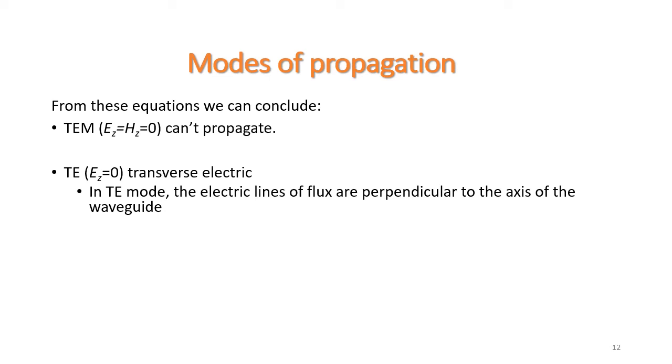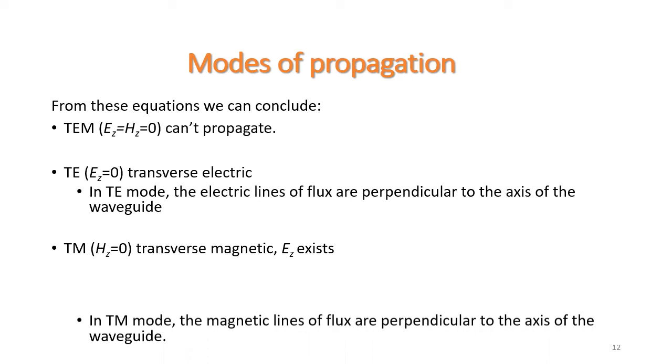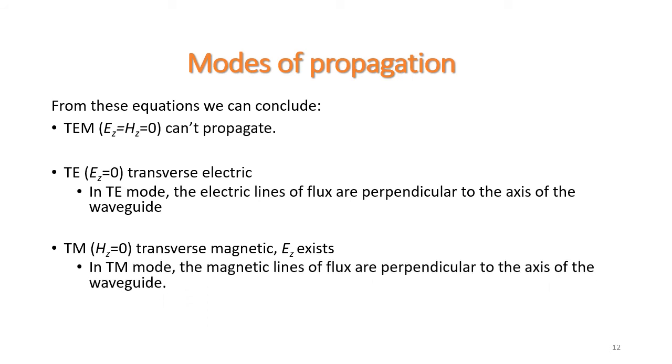When Ez equals 0, that particular mode is called the TE mode, that is, transverse electric mode. In TE mode, the electric field lines of flux are perpendicular to the axis of the waveguide. When Hz is equal to 0, that particular mode is called the TM mode, that is, transverse magnetic mode, where Hz is 0 and Ez will exist. In TM mode, the magnetic lines of flux are perpendicular to the axis of the waveguide.